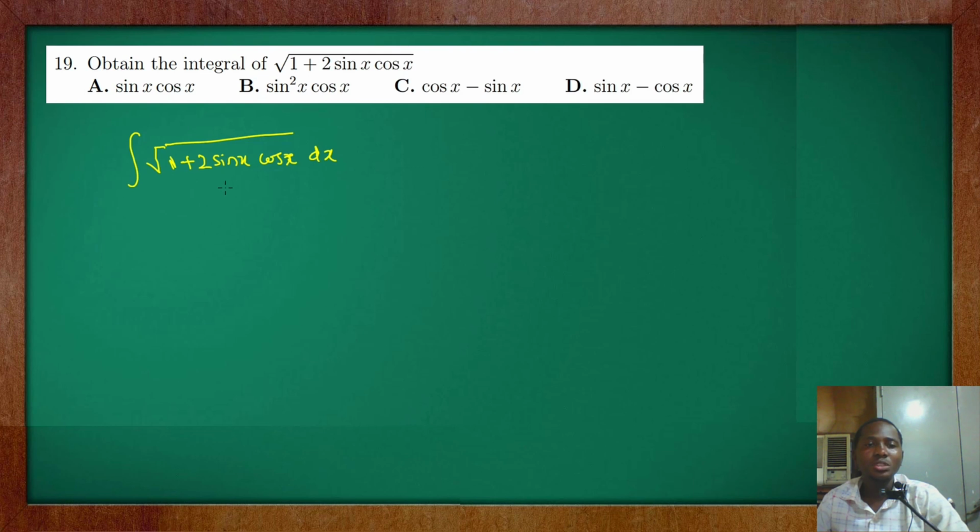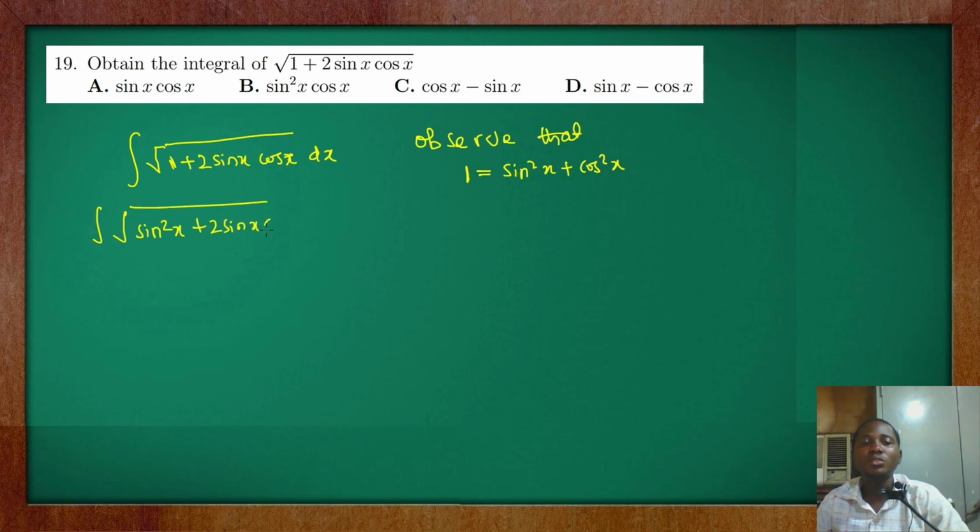Now, what do you observe? You must always observe in math. My 1 can still be written as sine square x plus cos square x. That means if I substitute it directly here, I'm going to have the square root of sine square x plus 2 sine x cos x, then plus cos square x.